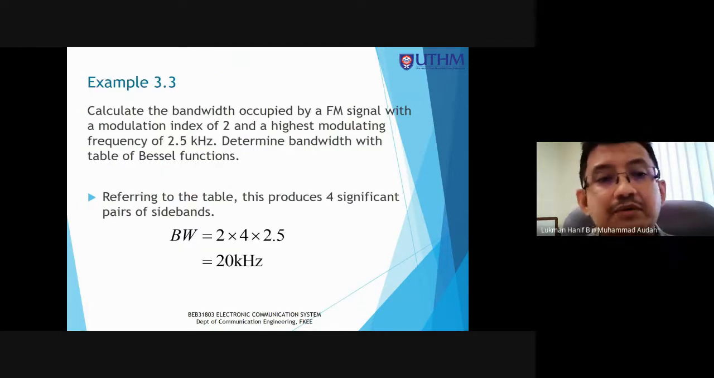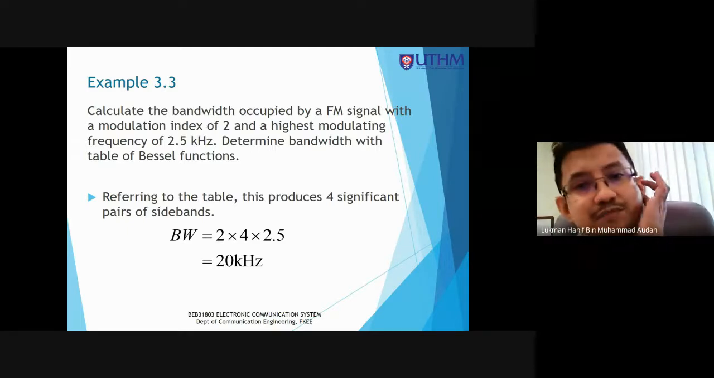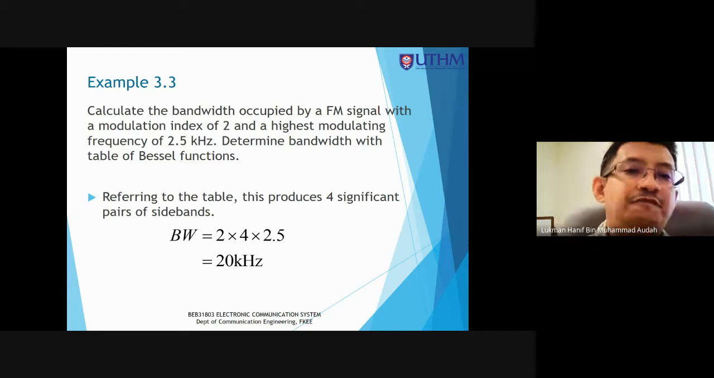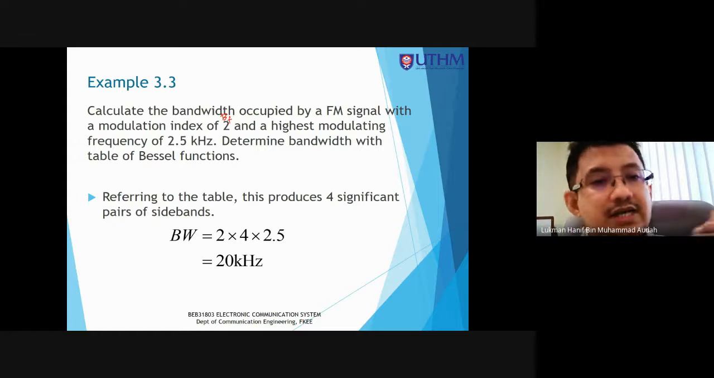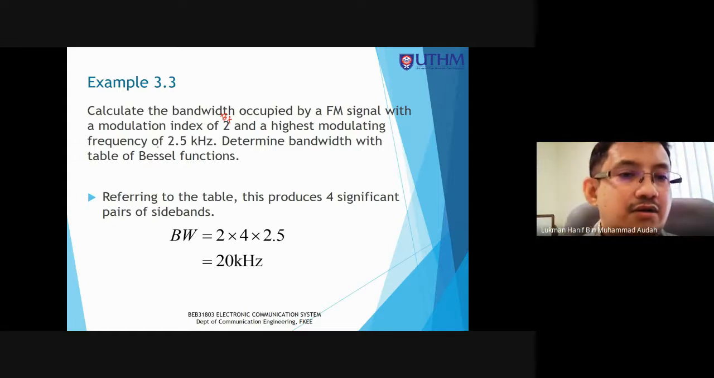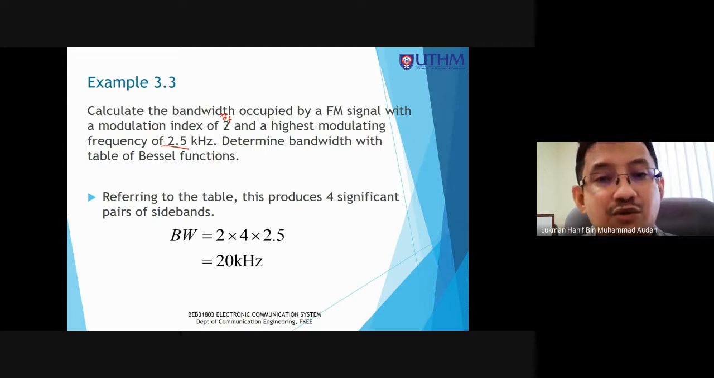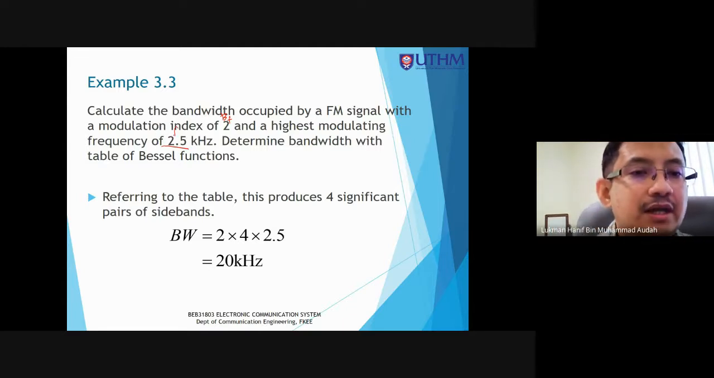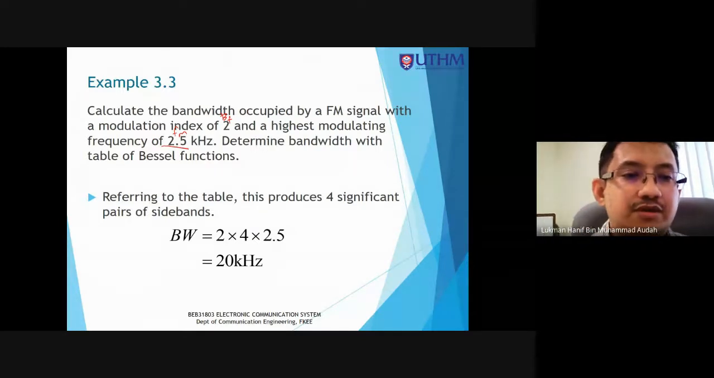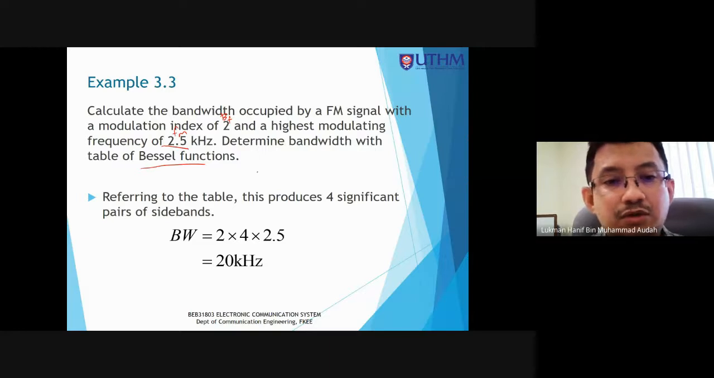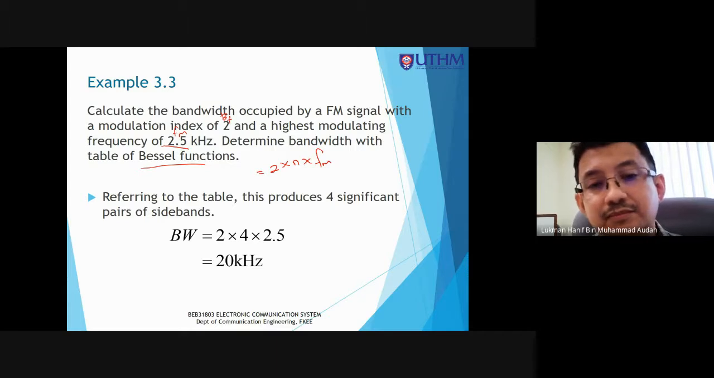Okay. So example. Ini contoh. So calculate the bandwidth occupied by FM signal with a modulation index of 2. So beta F is equal to 2. And the highest modulating frequency is equal to 2.5 kHz. So ini merujuk kepada nilai FM. Determine the bandwidth. So the bandwidth using a Bessel function, it is equal to 2 times n times Fm. Okay, so the issue now is how much is n?